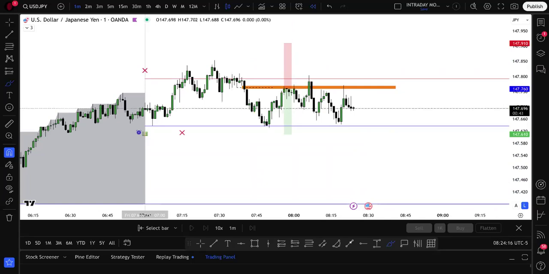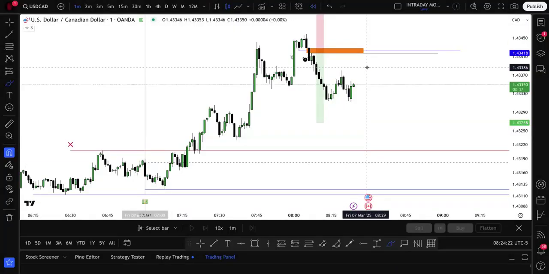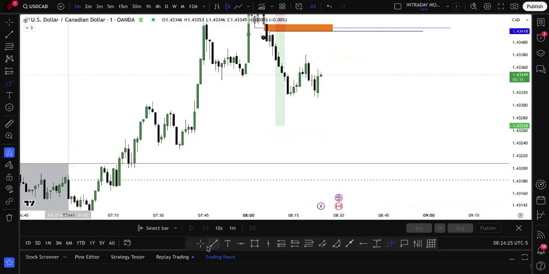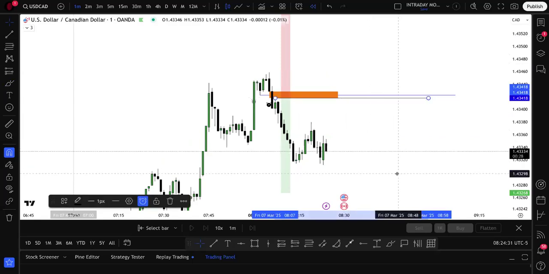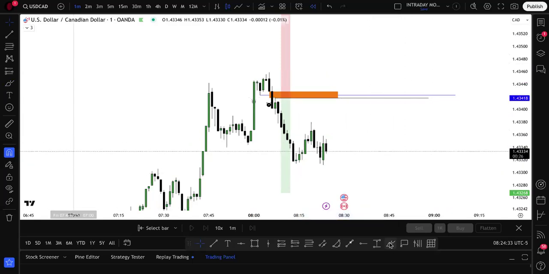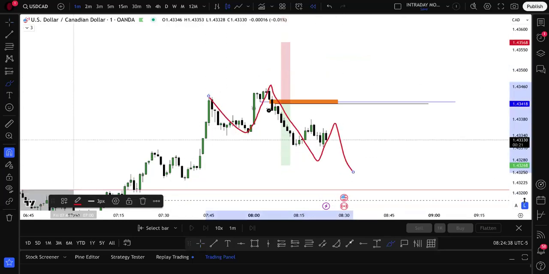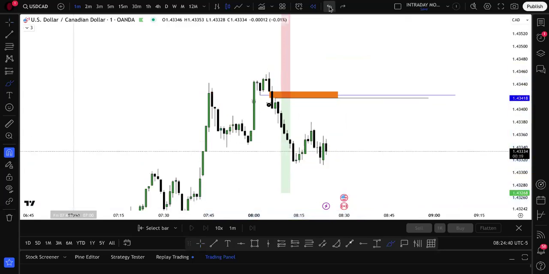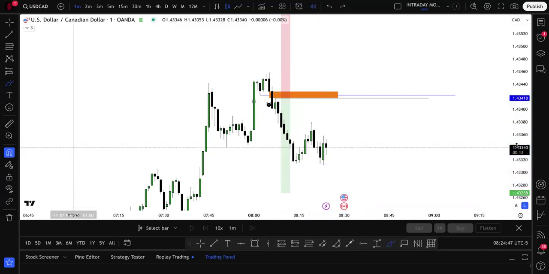UCAD still didn't hit. UCAD still didn't trigger the order. No SD CAD. Unless we're going down like that, but I kind of doubt it. I think we're going to boom, boom. This is my personal thought.